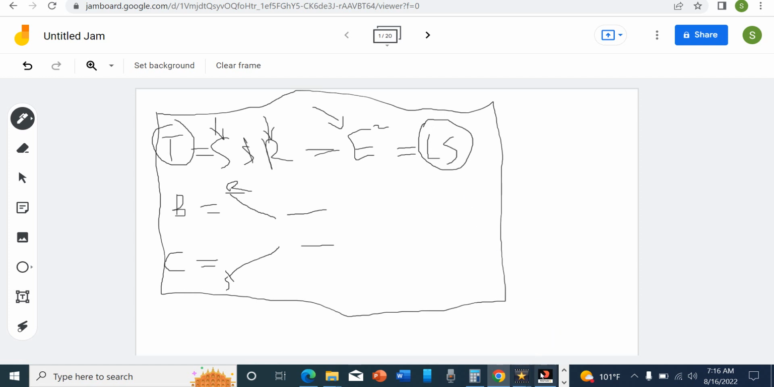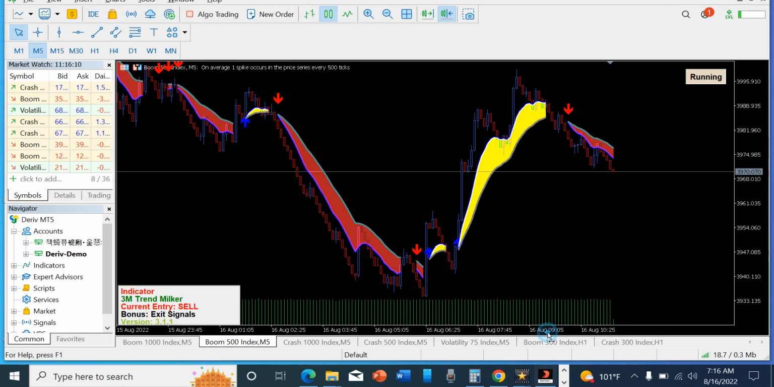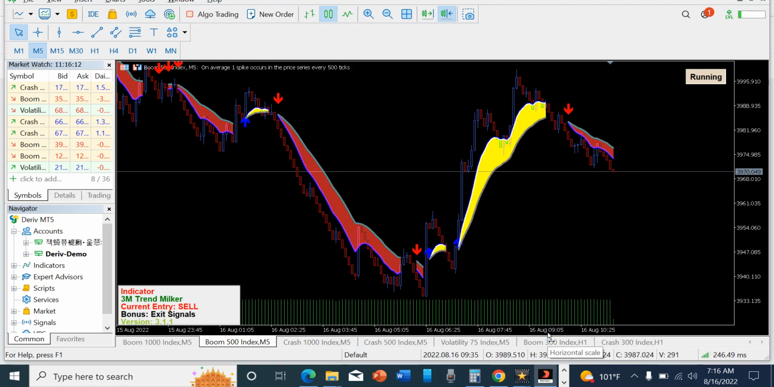But it is always important that you have a good indicator that will help you to know the direction of the market, or to be able to pick up some of these things that I have highlighted for you guys on the Jamboard. If you are not good with technical analysis, then you should have a good trading tool that will help you to pick them up easily without any issue. Right now we are not focusing on the spiky part.